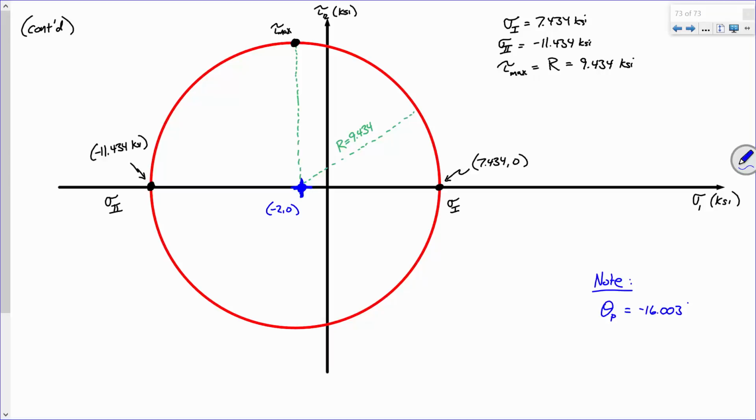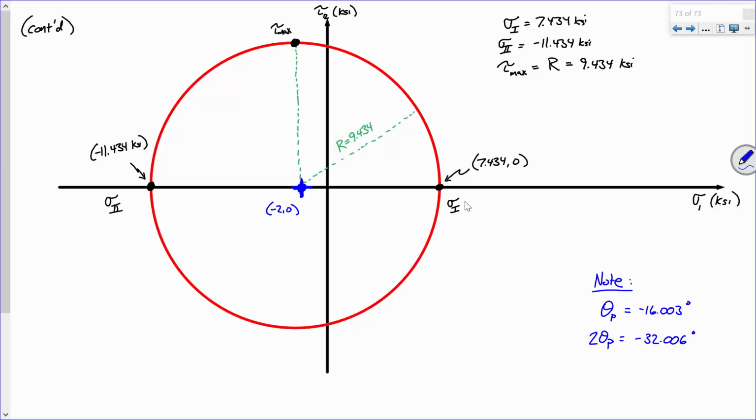Right? All right, now help me out with this. Let's do this. What's 2 theta? 32.006. Is everybody okay with that? Okay.